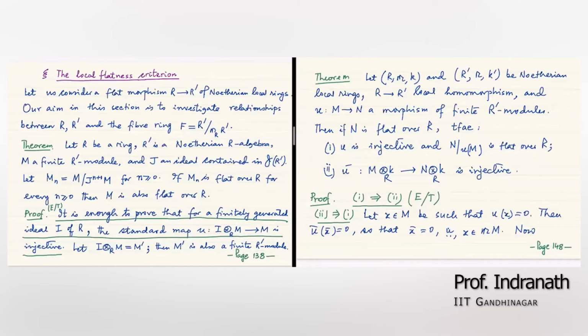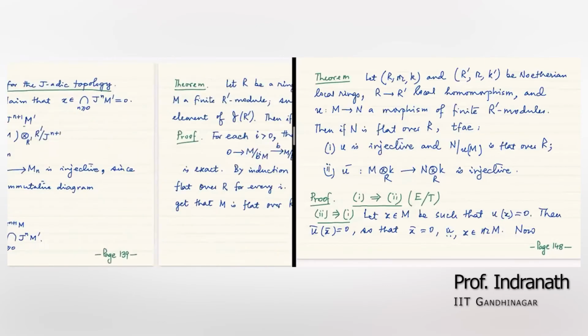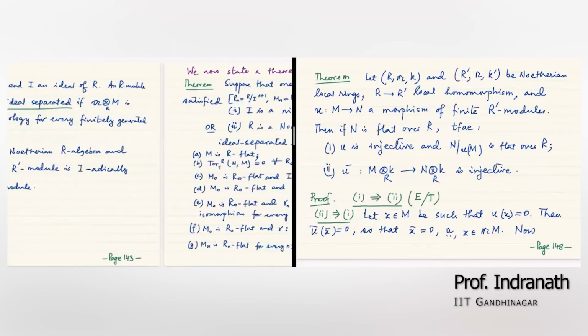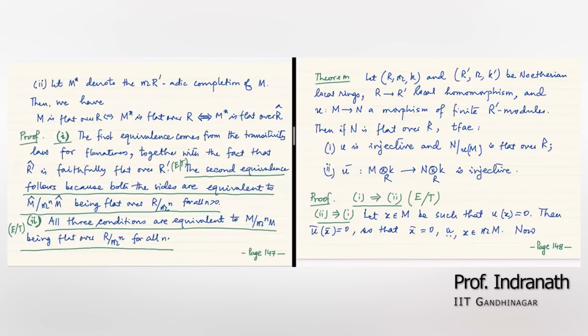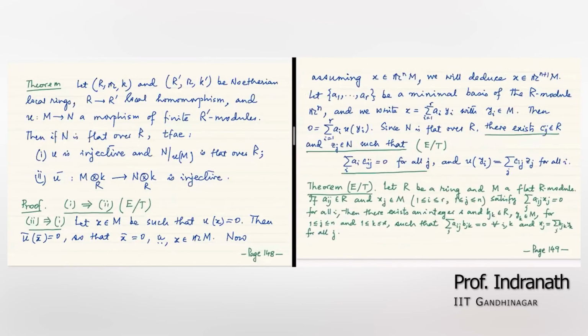2 implies 1. So you start with an x in M such that it is in the kernel. Then you have u bar x bar equal to 0, so that x bar is 0 and therefore x belongs to mM, because this is the tensor product, that is M mod mM. Okay, suppose x belongs to m to the power n M, then we will prove that x belongs to m to the power n plus 1 M. You know which direction we are moving to, right?